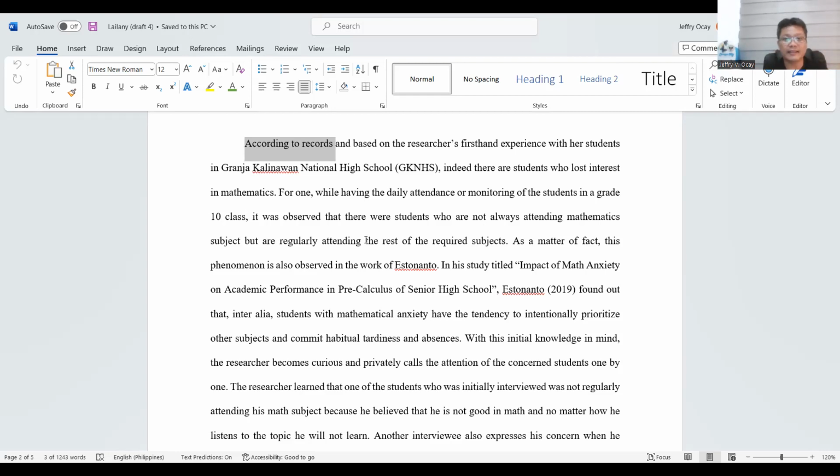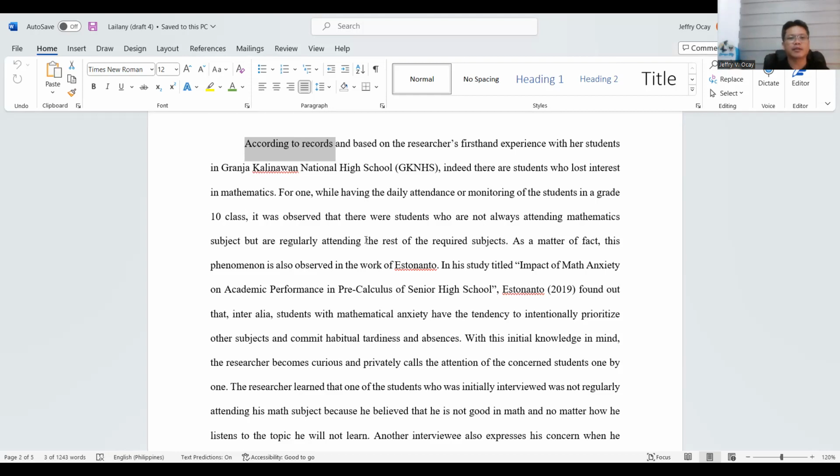because we conducted initial data gathering. We read literature, we conducted preliminary interviews and observations. So when we say according to records, we're telling the readers that we go to the library, we go to the archives, we read and check records of the school, of the office, and things like that. So again, our data are reliable because they are factual, based on concrete facts.